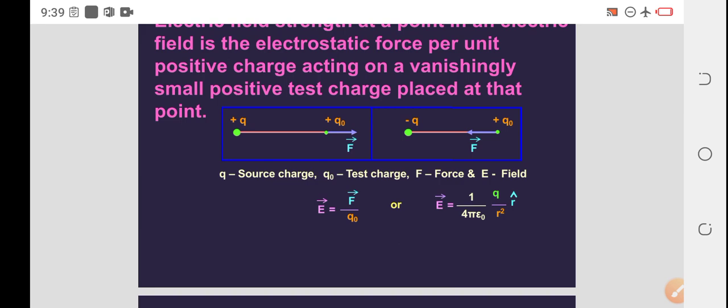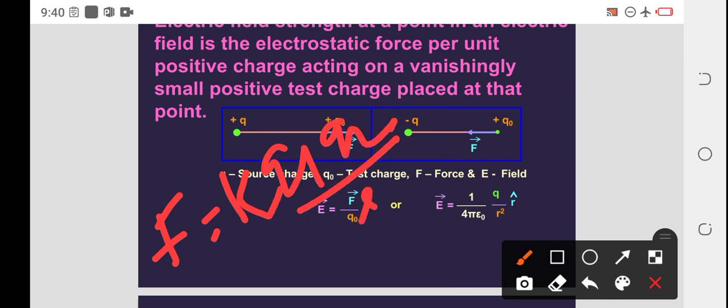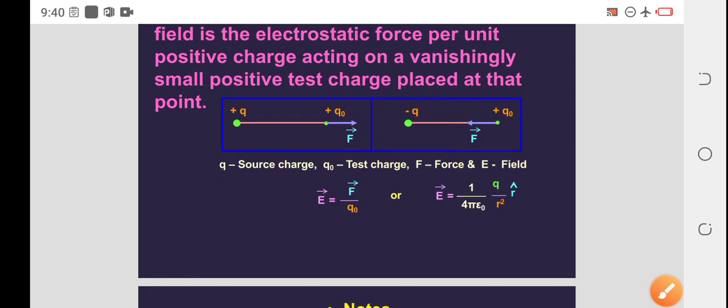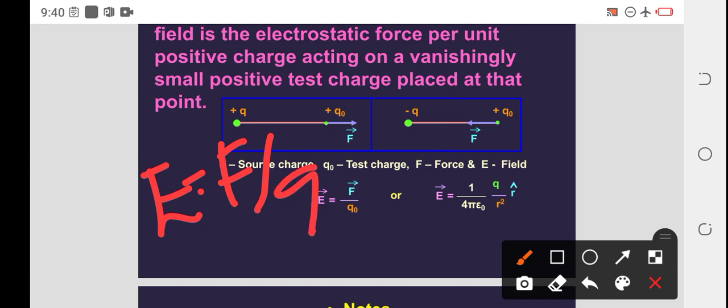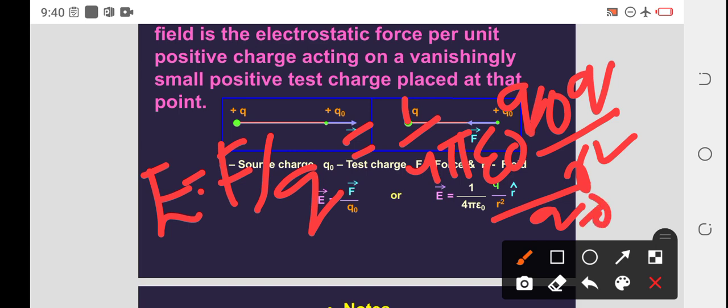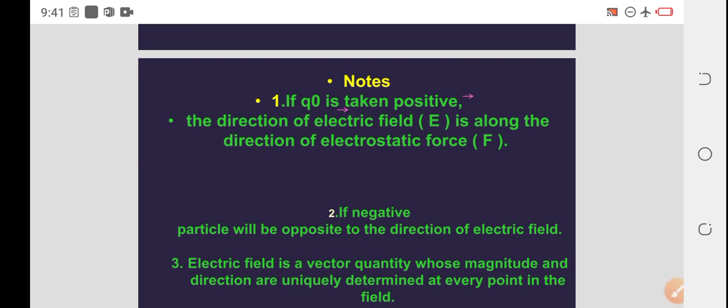From Coulomb's concept, we already discussed what F is. F equal to K into Q1 Q2 by R square, or F equal to K Q naught Q by R square, where K equal to 1 by 4 pi epsilon naught. This we discussed in the previous session. Now, E equal to, what is the formula? E equal to F by Q naught. Now substitute the value of F. What is the F value? 1 by 4 pi epsilon naught Q naught Q by R squared, divided by Q naught. Q naught will be cancelled. Finally what you will get? E equal to 1 by 4 pi epsilon naught Q by R square into R caps, where R caps is the unit vector.